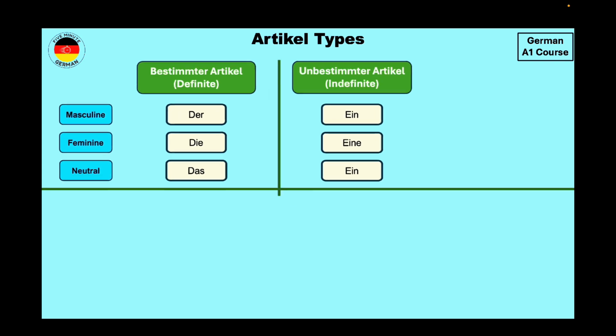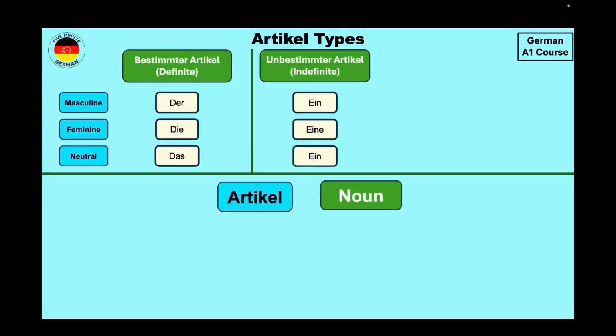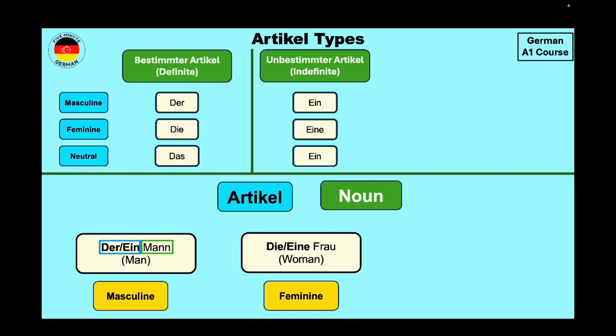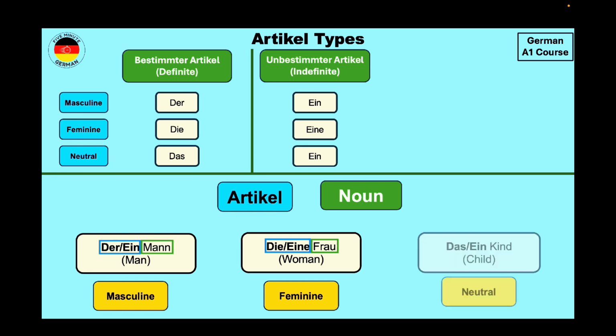So now let's use these articles with the examples that we saw before. I told you that an article always comes before a noun. So the example of Mann with article will become der or ein Mann. Here der or ein is the article in masculine form and Mann is the noun. For feminine, it will be die or eine Frau, where die or eine is the article and Frau is the noun. And for neutral, it will be das or ein Kind, where das or ein is the article and Kind is the noun.